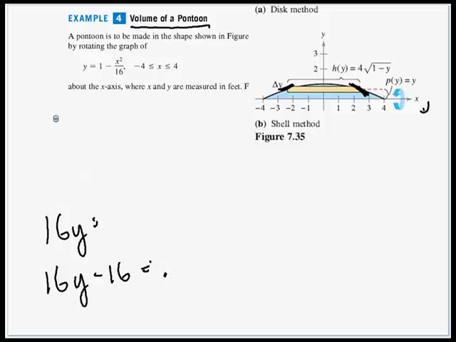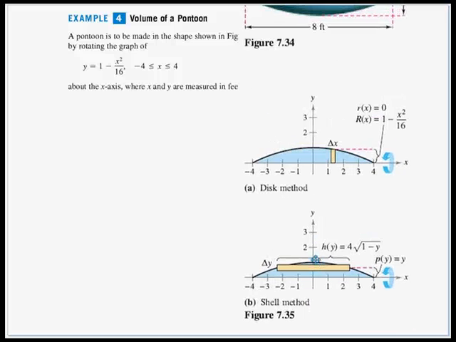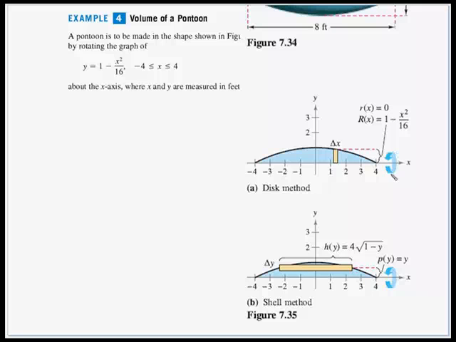Let's take a look at it from the perspective of the disk method. So the axis of rotation is, of course, the x-axis. If I draw my representative rectangle perpendicular to it now, as opposed to parallel to, and we think about that representative rectangle sliding back and forth, this looks like it might be easier.